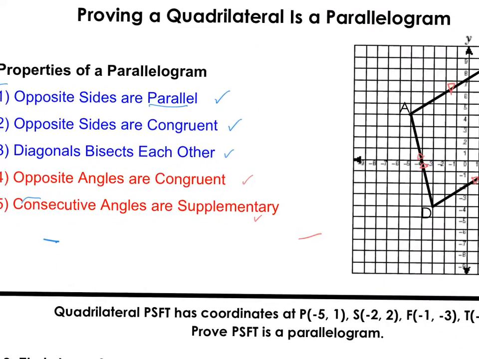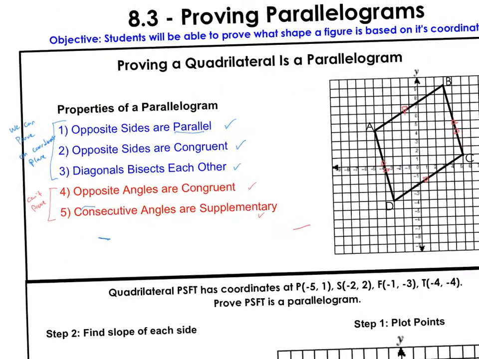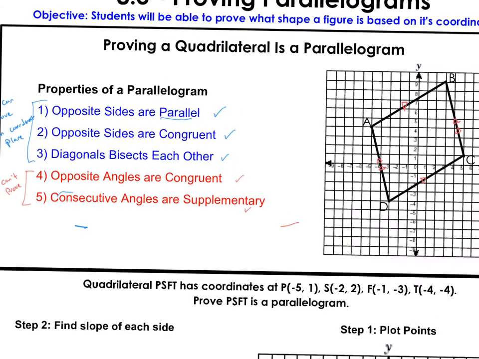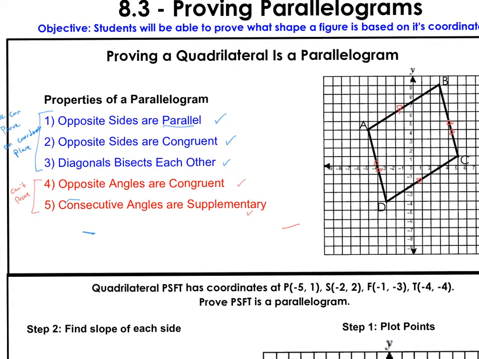You could also show me opposite sides are congruent. Maybe if you found those side lengths, you could show me that those opposite sides are congruent. And diagonals bisect each other. Once again, you could also show me that diagonals bisect each other, but I'm going to leave that for you to figure out how you can do that. All right, but we could also show diagonals bisect each other.